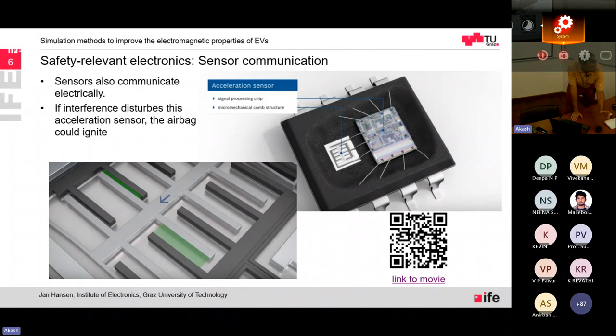Can I switch on the noise, the loudspeaker, or is this going to produce problems?